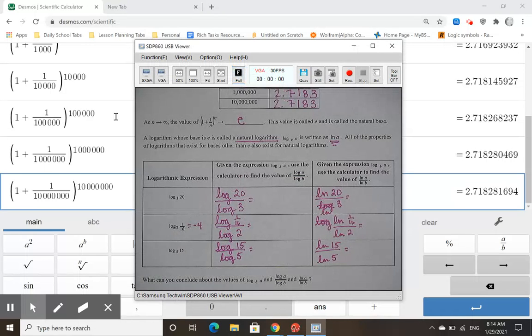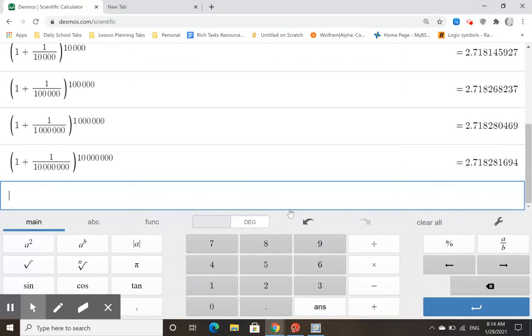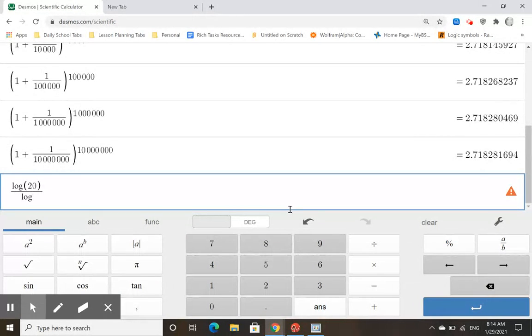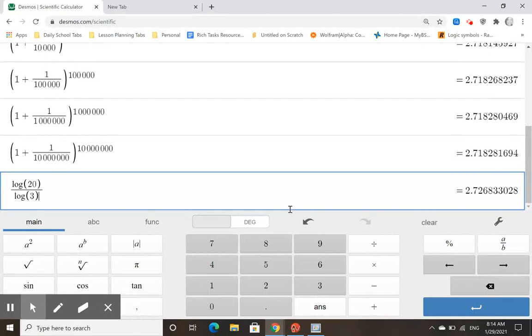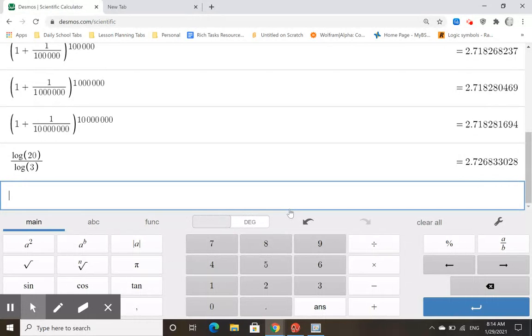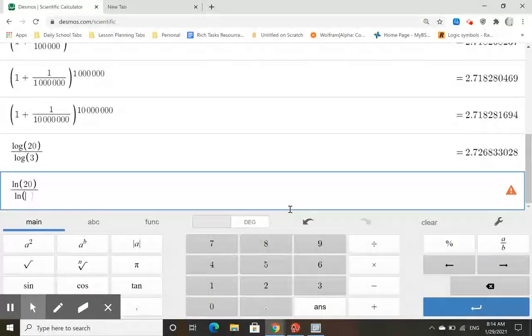So let's go back to our handy dandy calculator. I could say log of 20, whoops, that's not 20, divided by log of 3. And I see that that is approximately 2.73. But I want you to notice that if I use natural log, ln of 20 divided by natural log of 3, you get the exact same number, approximately 2.73.